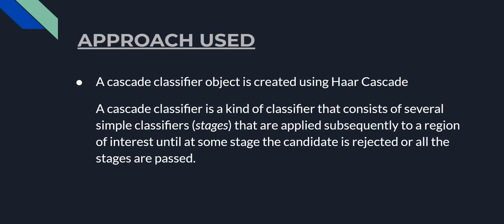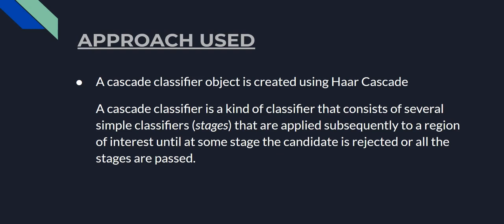So let's get started with the approach that we have used. First off, we start by detecting the face. For that, we use a cascade classifier object using Haar cascade. A cascade classifier is a kind of classifier that consists of several simple classifiers or stages that are applied to a region of interest until at some stage the candidate is rejected or all the stages are passed.